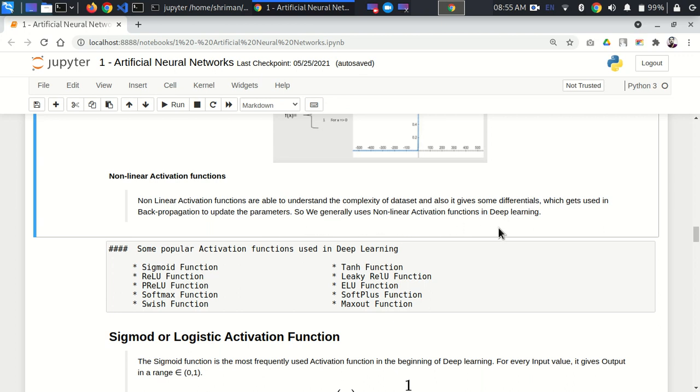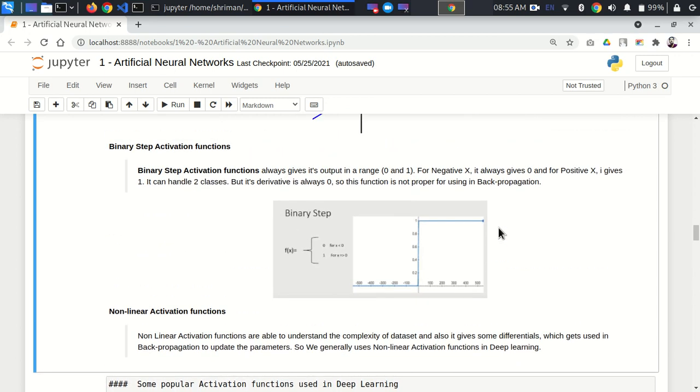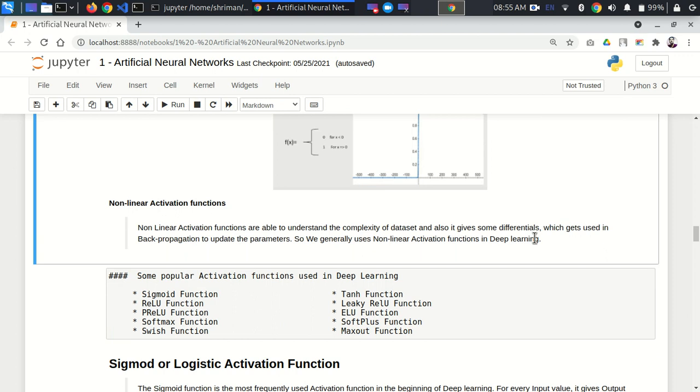So people came to the point that, okay, using linear or binary kinds of functions is not possible, and we are not going to solve our problems with them, and they give me some issues. So they decided we have to go with non-linear activation functions, which give differentials and can be used to handle the complexity of data at any point of time.